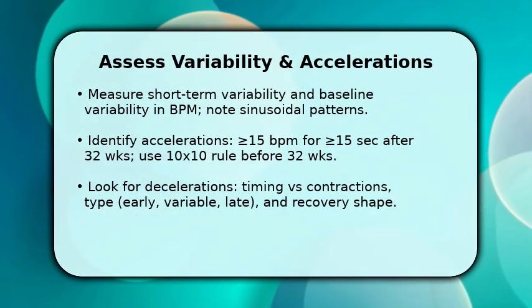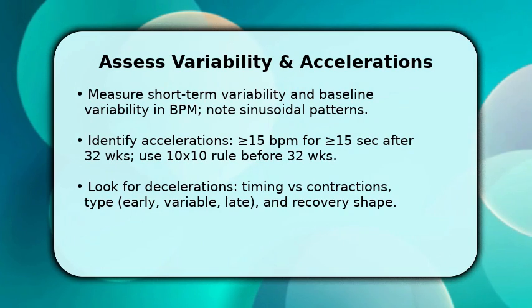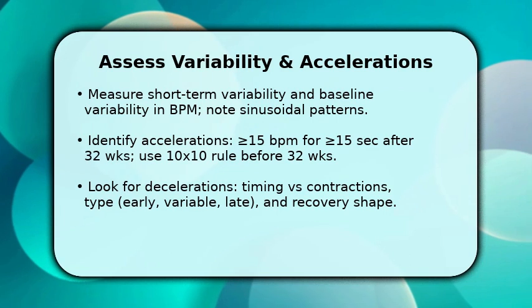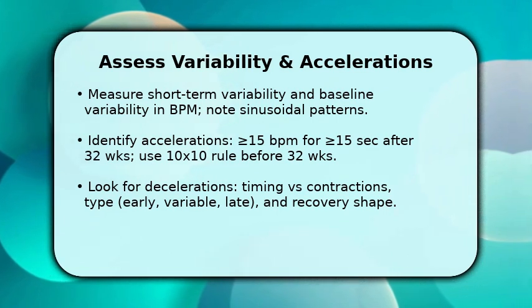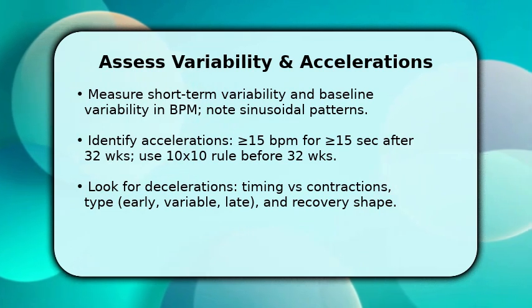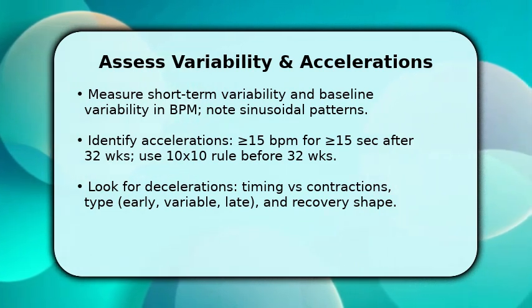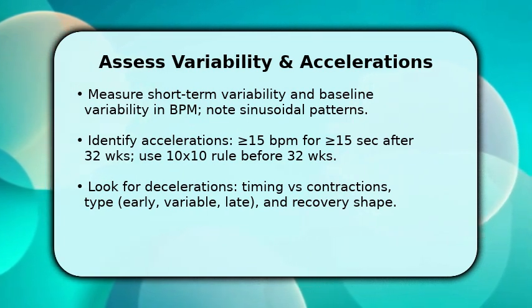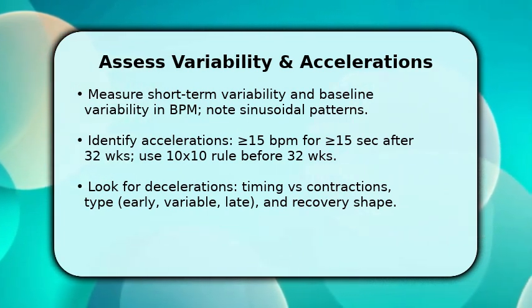Now focus on how the tracing varies. You quantify short-term and baseline variability because variability reflects fetal oxygenation and autonomic function. Next, count accelerations. After 32 weeks, expect rises greater than or equal to 15 BPM lasting greater than or equal to 15 seconds. Before 32 weeks, use a 10/10 threshold.